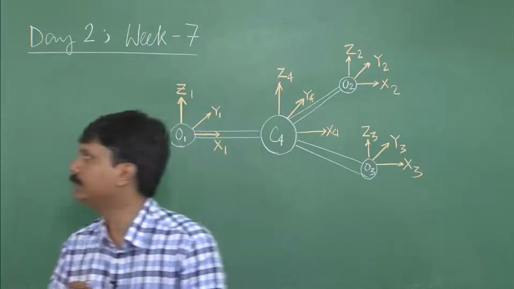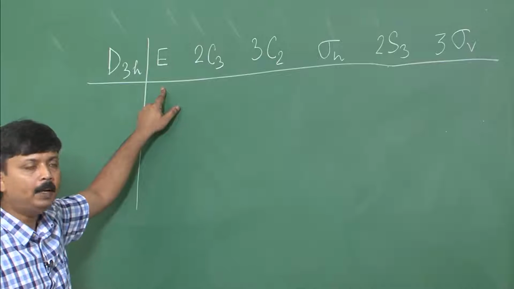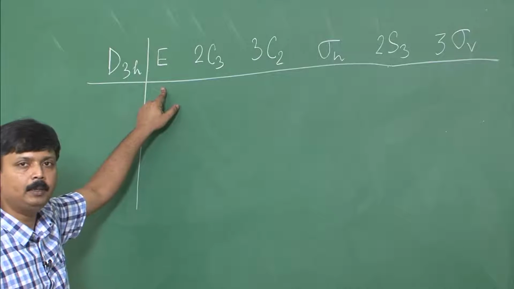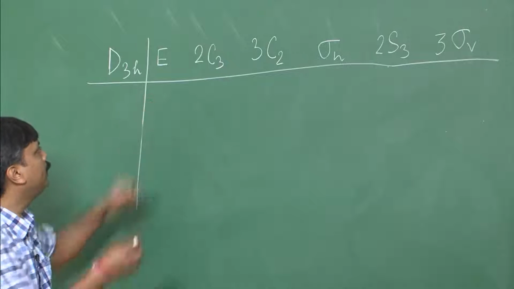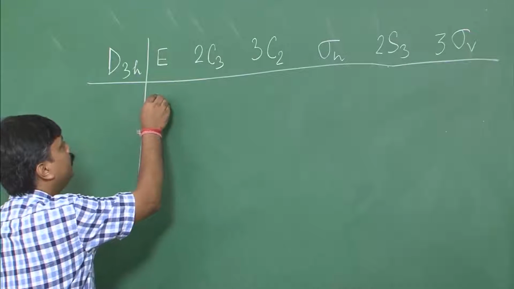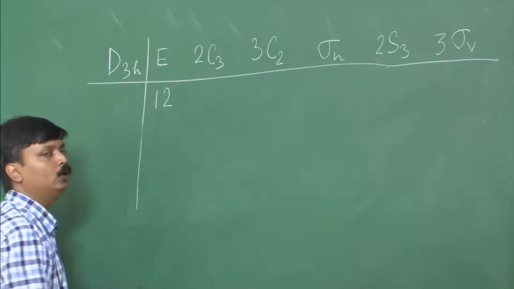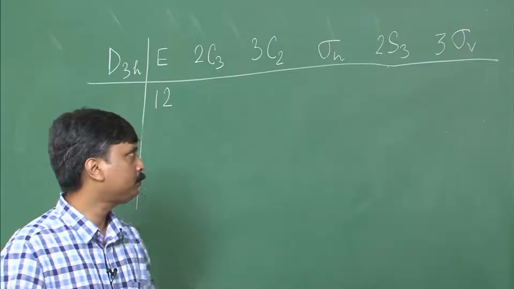All right, so let's figure out the characters of this representation. Identity will give me a 12 by 12 matrix, and it is a unit matrix of 12 by 12. So ultimately all the diagonal elements will give me 1 each, and a total of 12 diagonal elements. So I will get a character of 12.